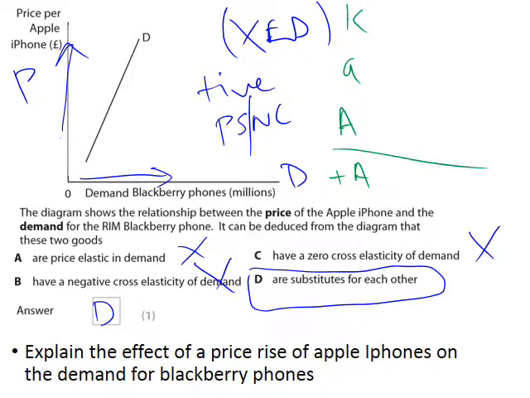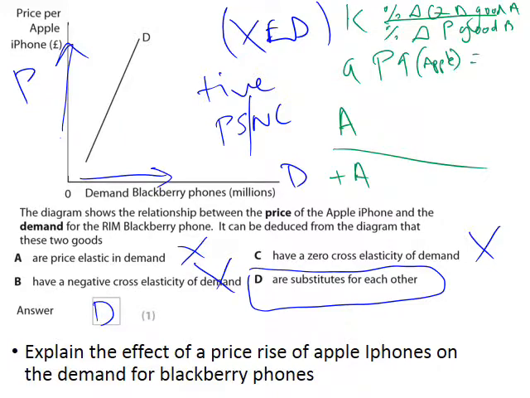Easiest way, formula for cross elasticity of demand: percentage change in quantity demanded of good A over percentage change in price of good B. In terms of application, a rise in the price of Apple would equal a rise in the demand of BlackBerry phones.